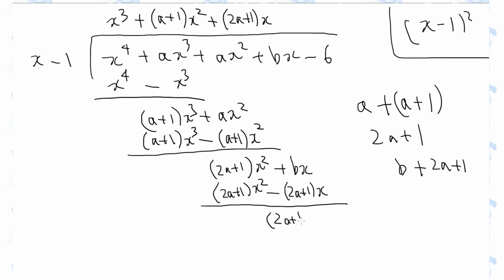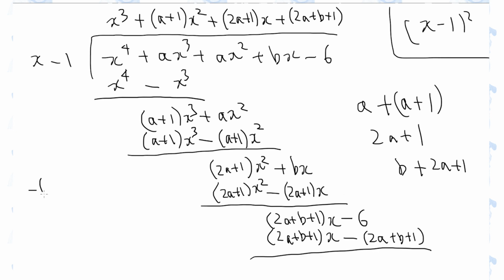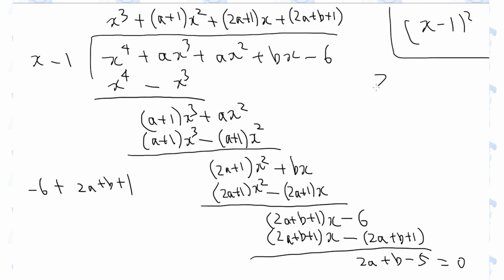b minus minus 2a plus 1 is 2a plus b plus 1 x. 2a plus b plus 1 times x. 2a plus b plus 1 minus 1. Minus 6 minus minus 2a plus b plus 1 is 2a plus b minus 5. And because this polynomial is divisible by x minus 1, the remainder must be equal to 0. So now we have one equation, 2a plus b equals 5.